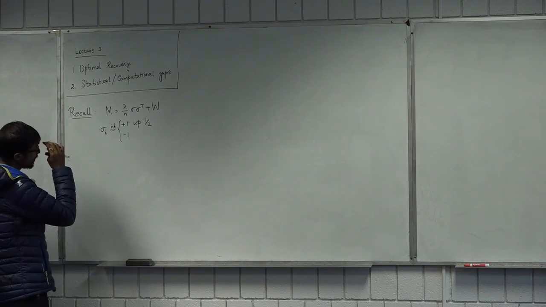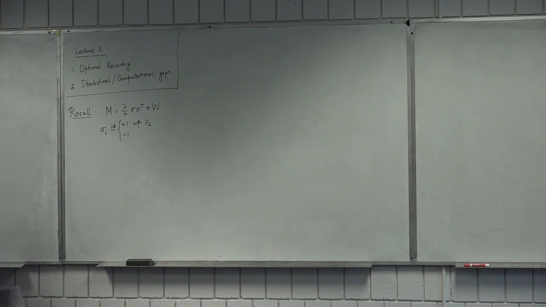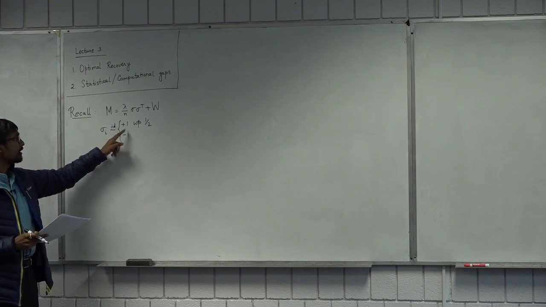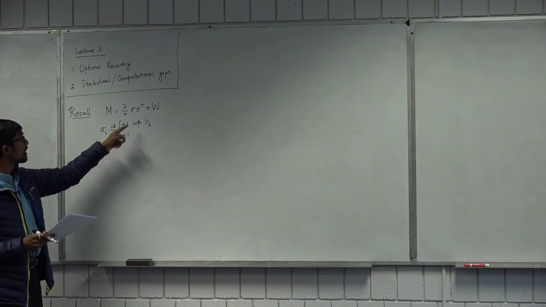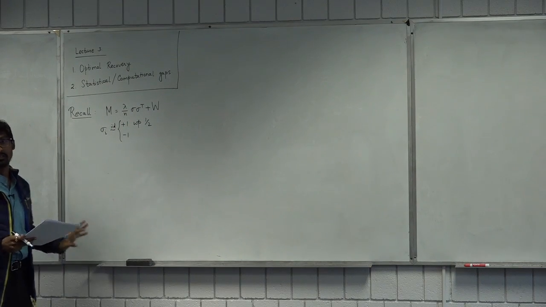Recall that this is our Z2 synchronization model that we have been looking at. We have this vector sigma that's generated, coordinates are IID Rademacher, and then the matrix that we observe is a rank 1 spike plus noise. That's our setup.